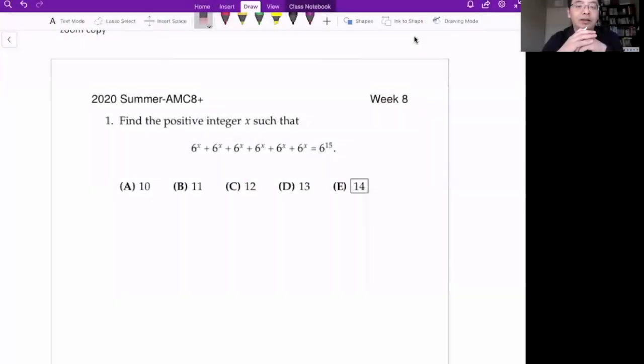Hello everyone, this is the last quiz. Let's see how we should solve the problems on this quiz. Okay, so first let's look at question 1.